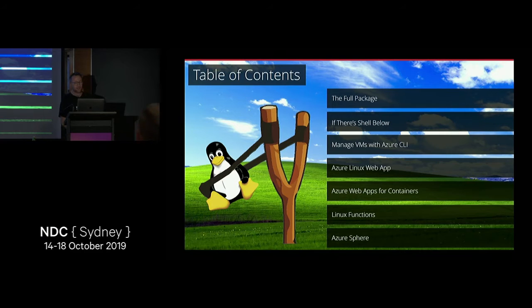So let's take a look at the table of contents we're going to cover. In the full package, I'm going to talk a little bit about Unix architecture, how the system hangs together, and how everything's built out of packages. Then the second section, the shell, I'm going to cover a few features. I'm not going to cover how to use the Linux command line. There's a whole bunch of other talks on that, but I'm going to teach you the few essential things you need to know to get stuff working with Linux. Then I'll cover managed VMs with the Azure CLI. I'm going to look at the Azure Linux web app, then the Azure web apps for containers, and finally I'm going to touch on Linux functions and Azure Sphere. So let's get started with the full package.